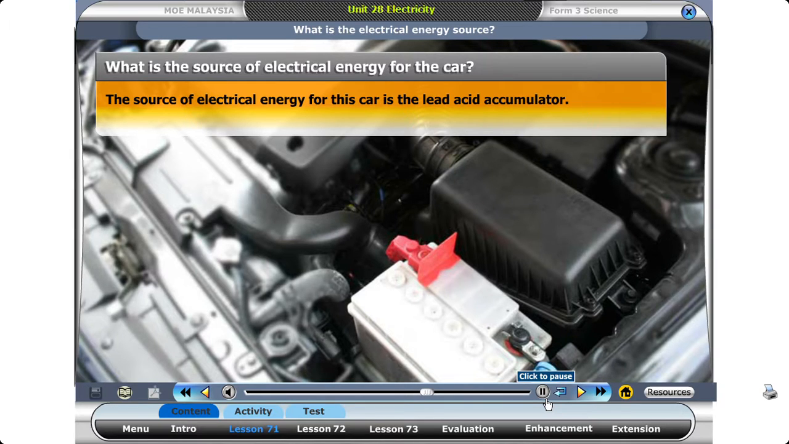Click on this car's source of electrical energy. Excellent! The source of energy for this car is the lead-acid accumulator.